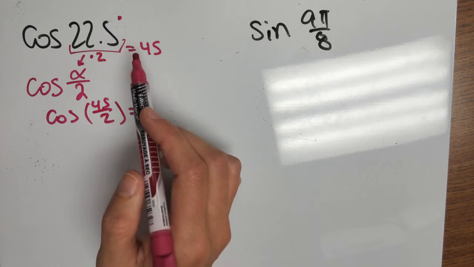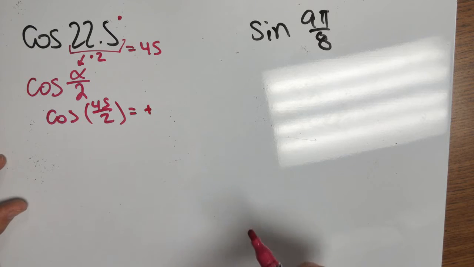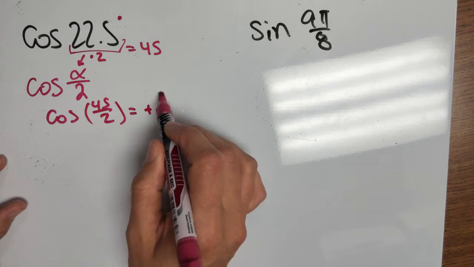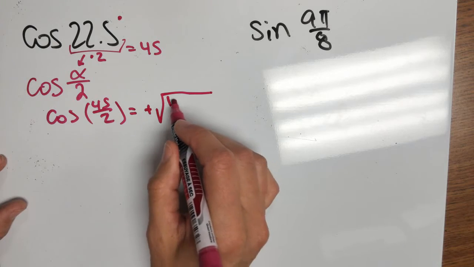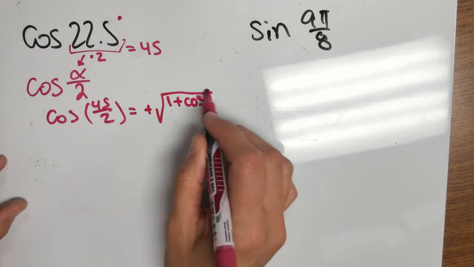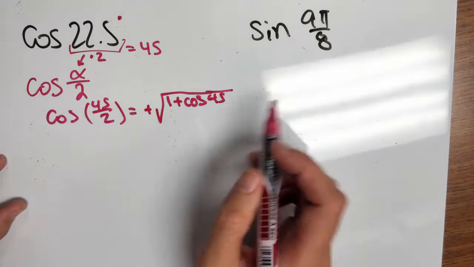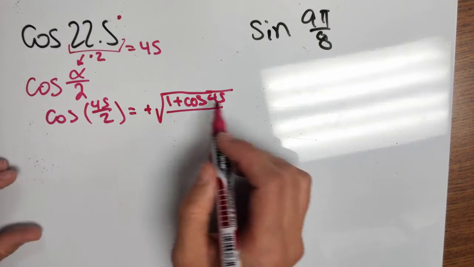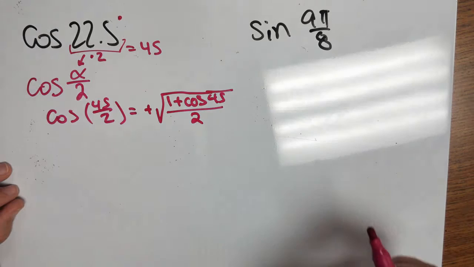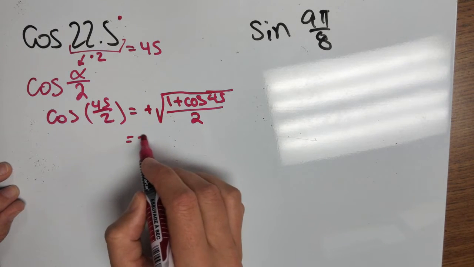22.5 degrees falls in my first quadrant. Cosine is positive, so I'm going to put my positive big square root. We always have our 1 plus cosine of alpha, and remember alpha is 45. If you accidentally put 22.5 you would not be able to do it from the unit circle, so that's a good reminder, all divided by 2.